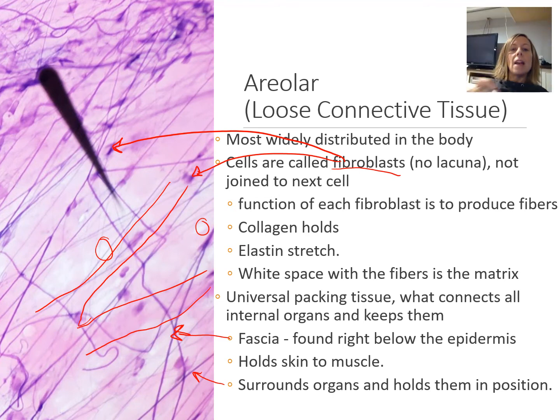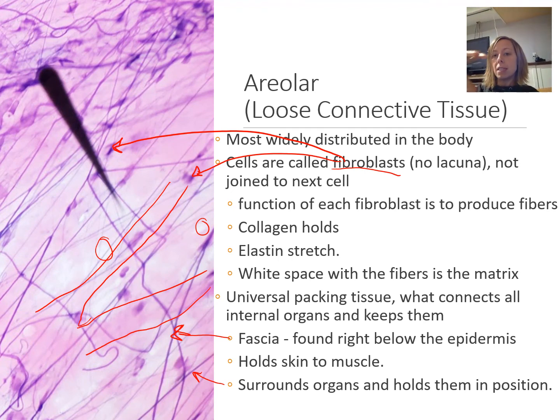All right. Now, areolar is considered our universal packing tissue. You know how we said one of the functions of connective tissue was packing and packaging the organs? Areolar is what does it. Okay. So areolar is found in a couple key points. First, it's found underneath all of your organs, or around all of our organs, and it holds our organs into place. Second, it's found directly under your skin, and when it's found below your skin, it's called your fascia. All right. When we dissect our pigs, it's one of the key things that we separate. We break the fascia when we peel back the skin, right?